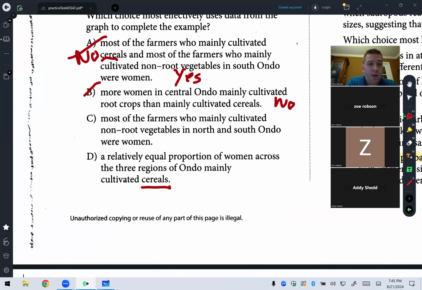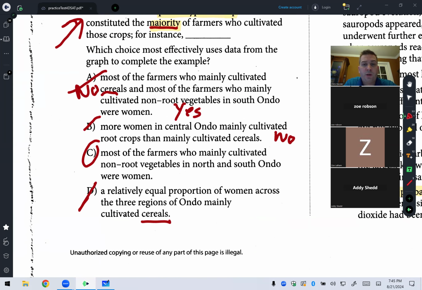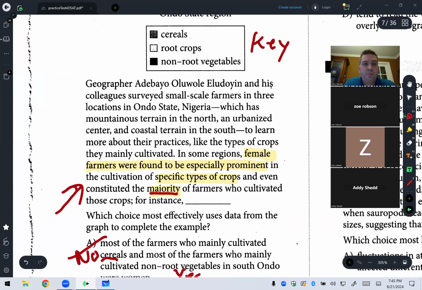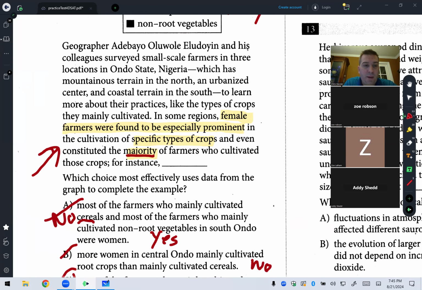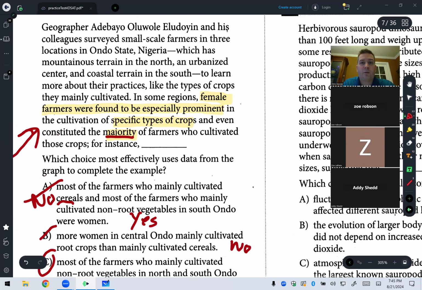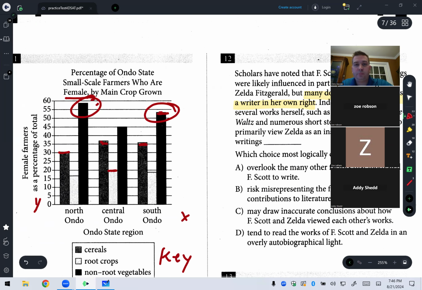So let's look at the right answer, which was C. Most of the farmers who mainly cultivated non-root vegetables in North and South Ondo were women. Okay. So not too bad. Can you read a basic graph? All right, we're on to this next one.